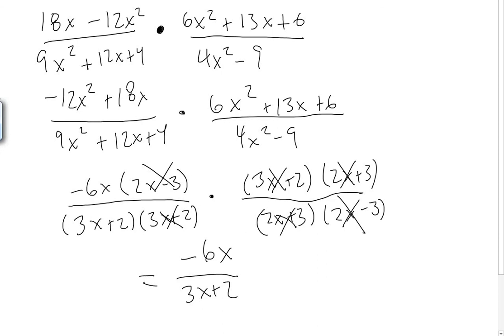Cancel top to bottom. Whatever cancels out, the 2x minus 3's cancel out, the 3x plus 2's cancel out, and the 2x plus 3's cancel out. But I'm still left with, on the numerator, a negative 6x, and a 3x plus 2.